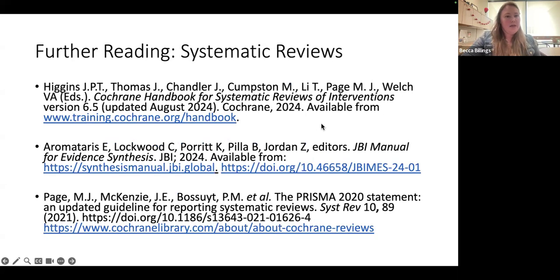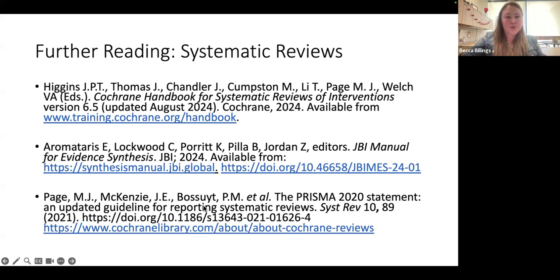And for further reading, the Cochrane Handbook for Systematic Reviews of Interventions is going to be the go-to resource for those RCT type of systematic reviews. However, there are a number of different systematic review handbooks depending on your subject specialty. So there are other resources that you would want to look at instead if you're doing a systematic review in engineering or social sciences.